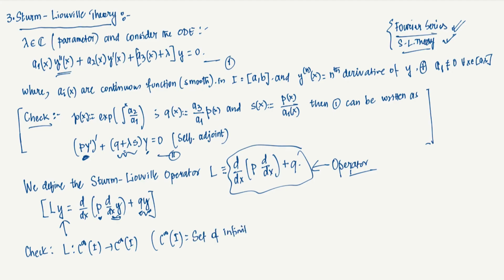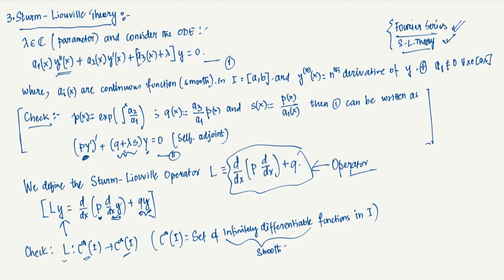Infinitely differentiable means you can take the derivative as many times as you want. So this is C infinity. This infinitely differentiable class we are calling the smooth class of functions. So L is from C infinity of I to C infinity of I.